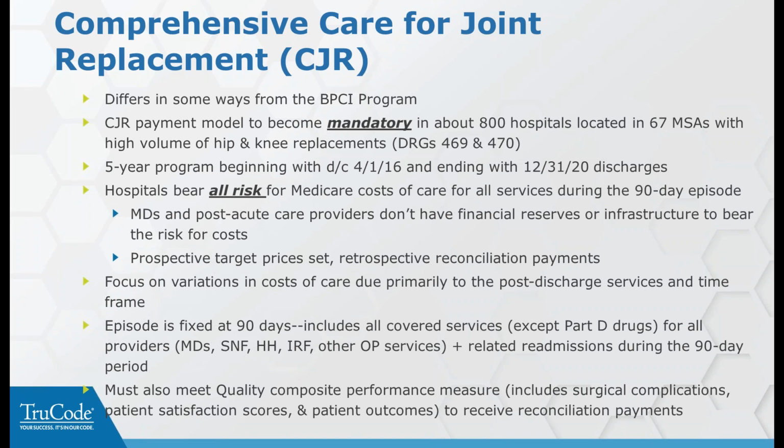The reason that CMS primarily did it that way is because typically physicians and post-acute care providers do not have the financial reserves or infrastructure to bear the risk for the cost of the whole 90-day episode of care. And basically what they're doing is setting prospective target prices that they want hospitals to meet for that 90-day episode of care, and then retrospectively they will go back and reconcile everything based on how the cost looked compared to those prospective prices that were set. They're really going to focus, as I said, on variations in cost of care that are due primarily to the post-discharge services and the time frame.